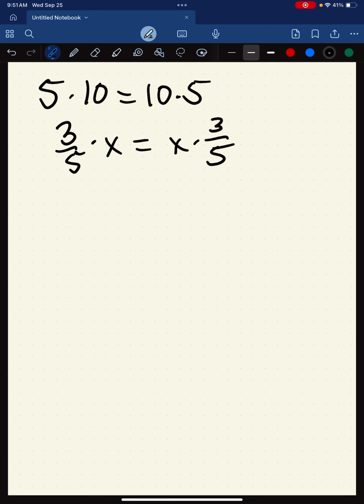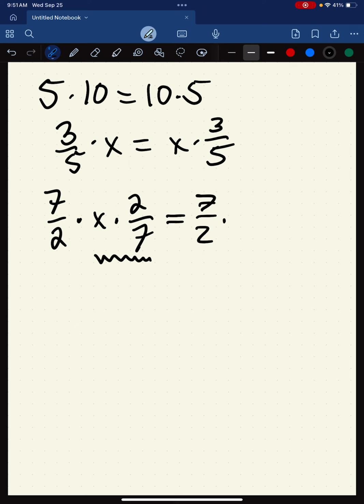Again, this is really helpful if you have something like, let's say, 7/2 times x times 2/7. Well, because of the commutative property, we can switch the order here. Do 7/2 times 2/7 times x. And then we can group these together and note that it's something multiplied by its reciprocal, meaning that it gives us 1. Right, because we have 2 on top, 2 on bottom, those cancel, 7 on top, 7 on bottom, those cancel, times x, which is just x.